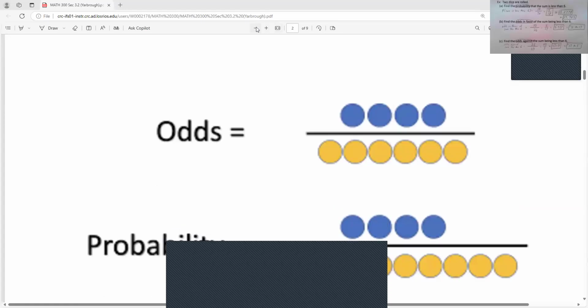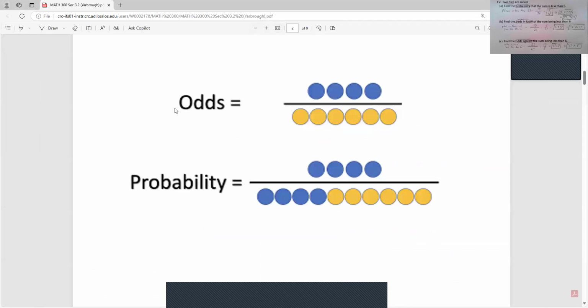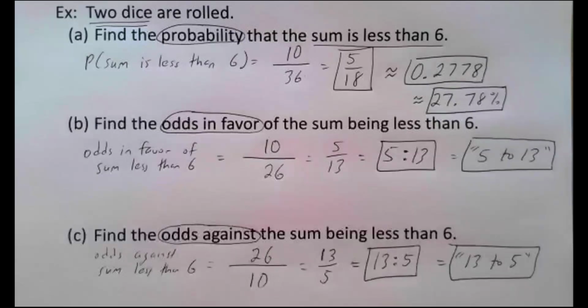I think there's a pretty good picture here in your notes talking about the difference between odds and probability. So think of the blue ones here as favorable and the yellow as unfavorable. If you were doing odds in favor, it would be favorable over unfavorable. But if you're doing probability, it would be favorable over total. So probability includes everything on the bottom and then only favorable on top. Odds, at least this is odds in favor, shows favorable over unfavorable. So that picture might help some of you if you're a visual learner.